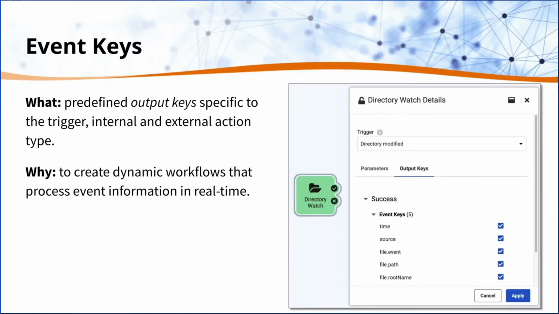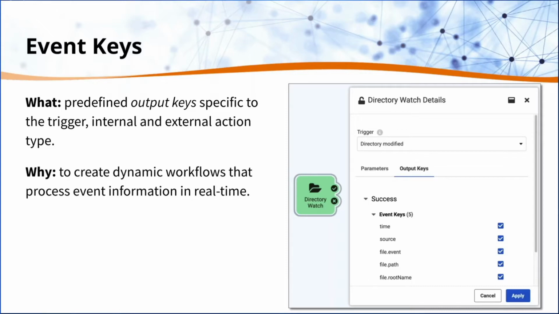So first we have event keys. And these are predefined output keys specific to the trigger, internal, or external action type. So for example, FME Server is capable of watching the contents of a directory. If it triggered, the JSON message received by FME Server contains the change that took place.